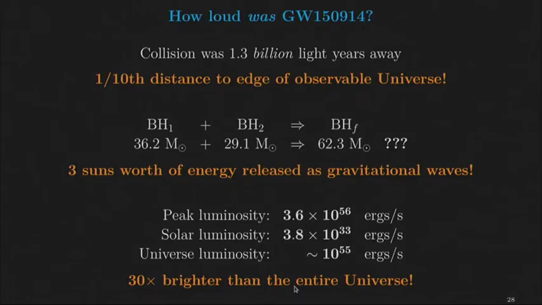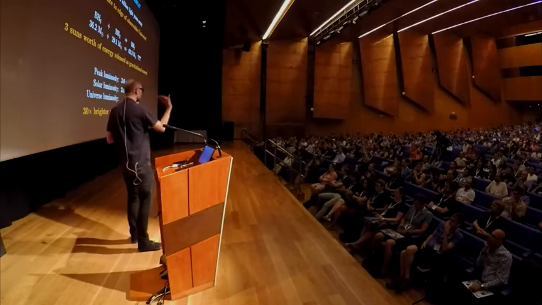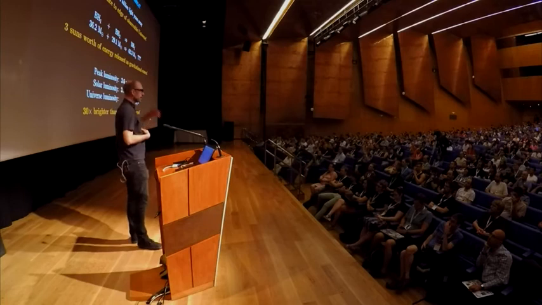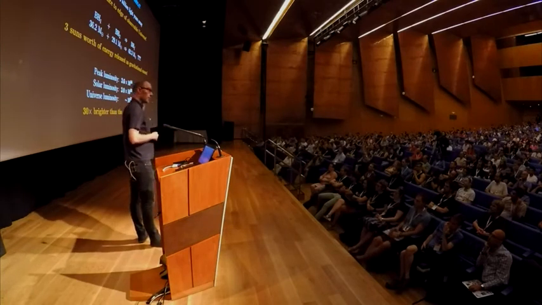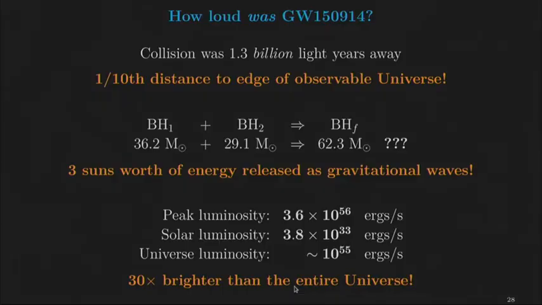It's kind of incredible to me that with this tiny amount of data, we can learn a lot about the system, because we know general relativity very well. We can run these numerical simulations and sort of reconstruct what it looked like. So we get an estimate of how far away it is: 1.3 billion light years, which is 1/10 of the distance to the edge of the observable universe. So it's really far away.